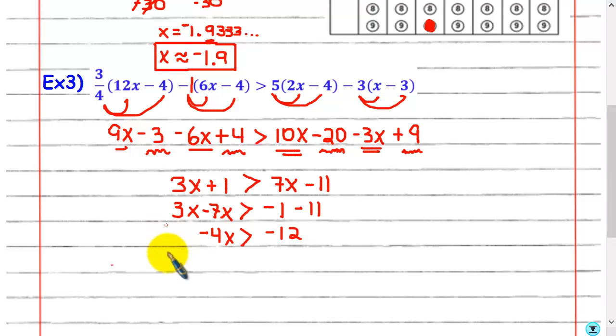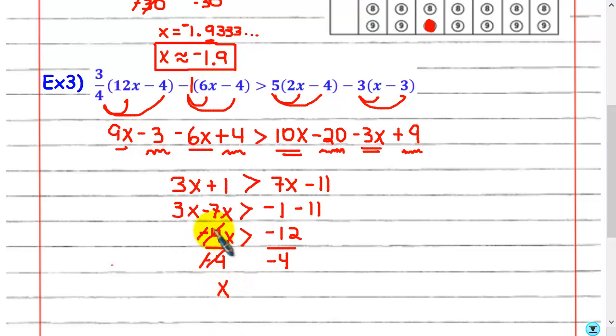And final step is to get the x alone, so we're going to divide both sides by the number next to the x, which is negative 4. And with that, the 4 cancels, the negative cancels, you're left with the x alone.